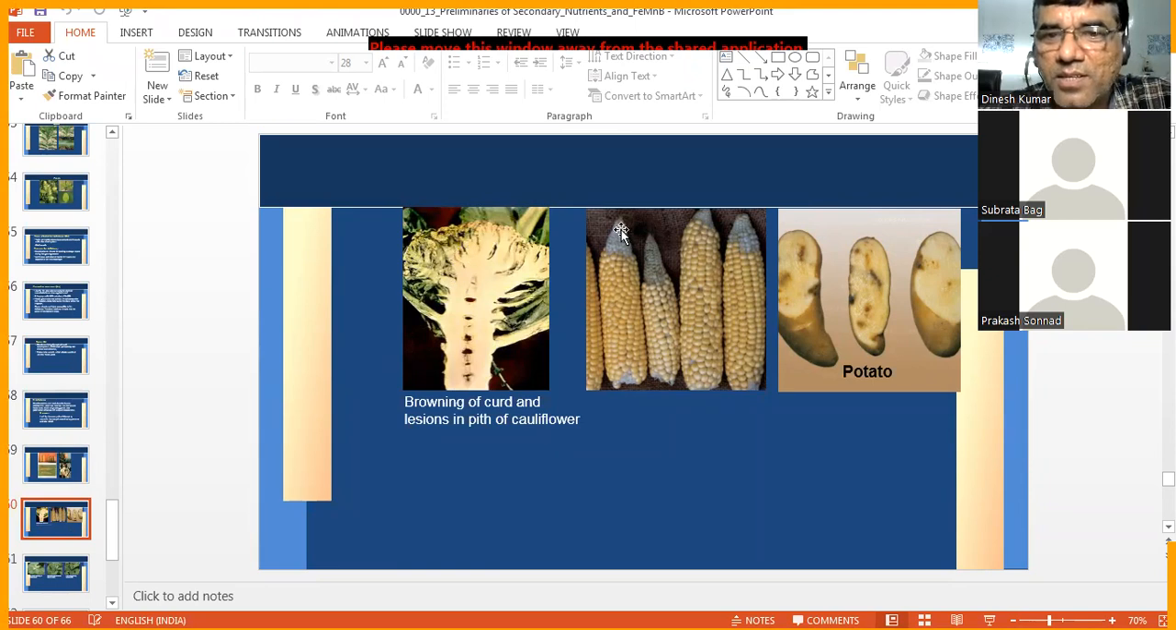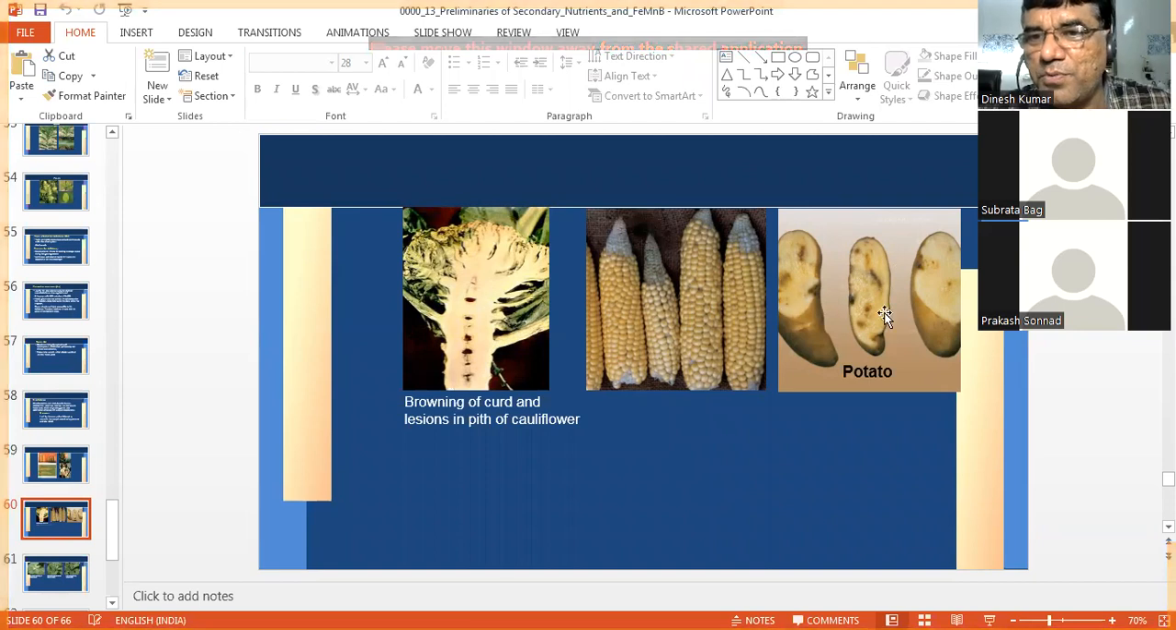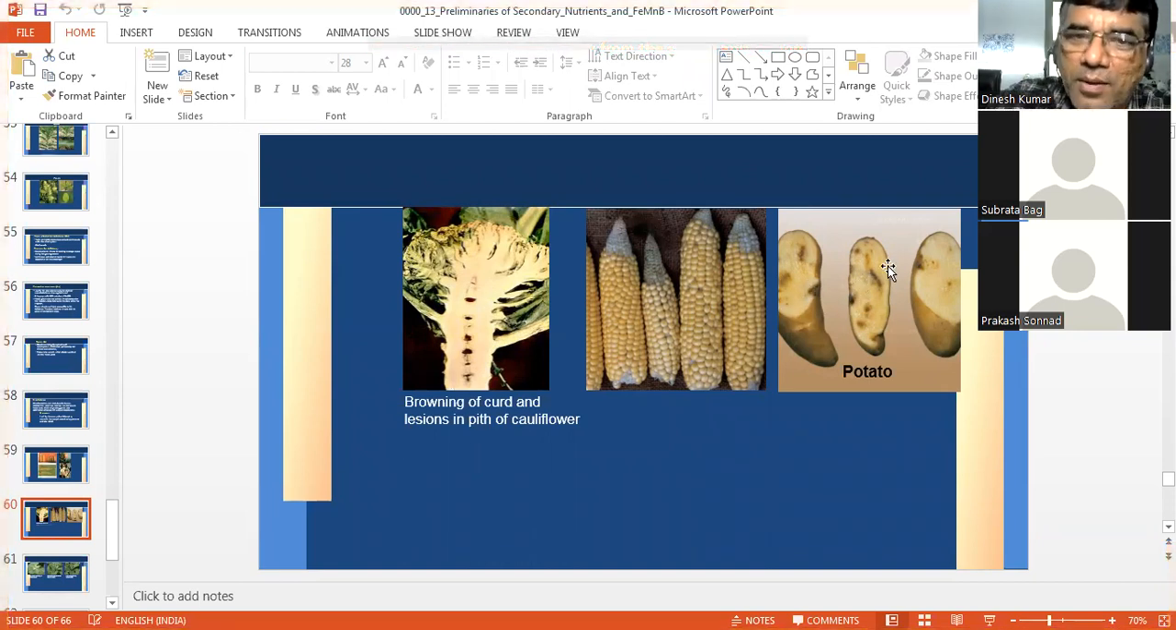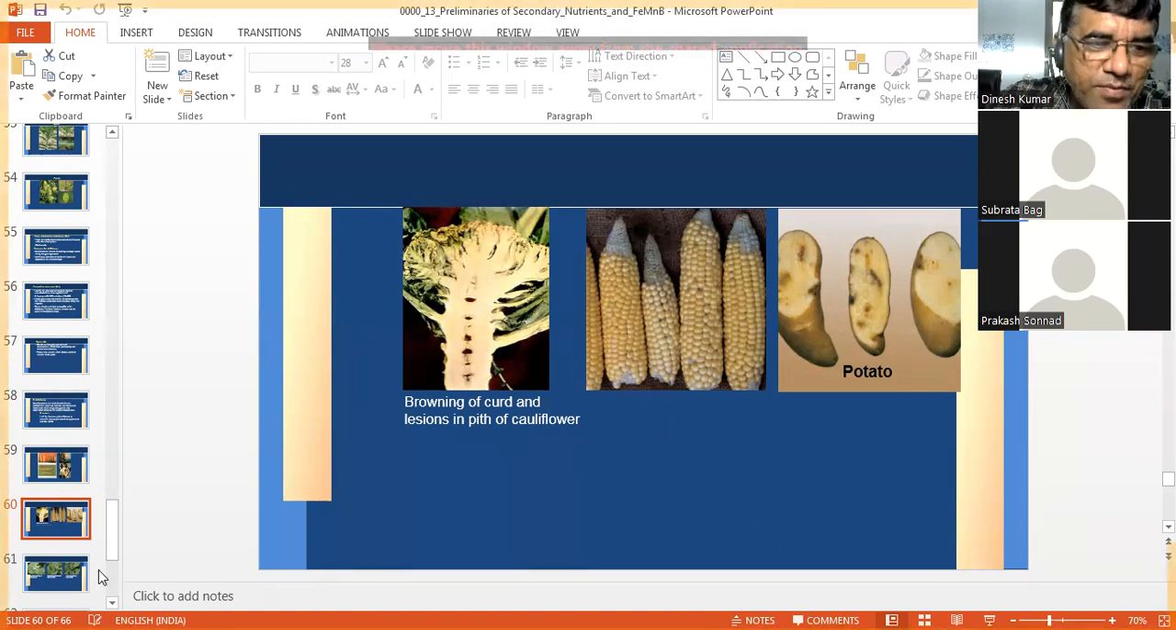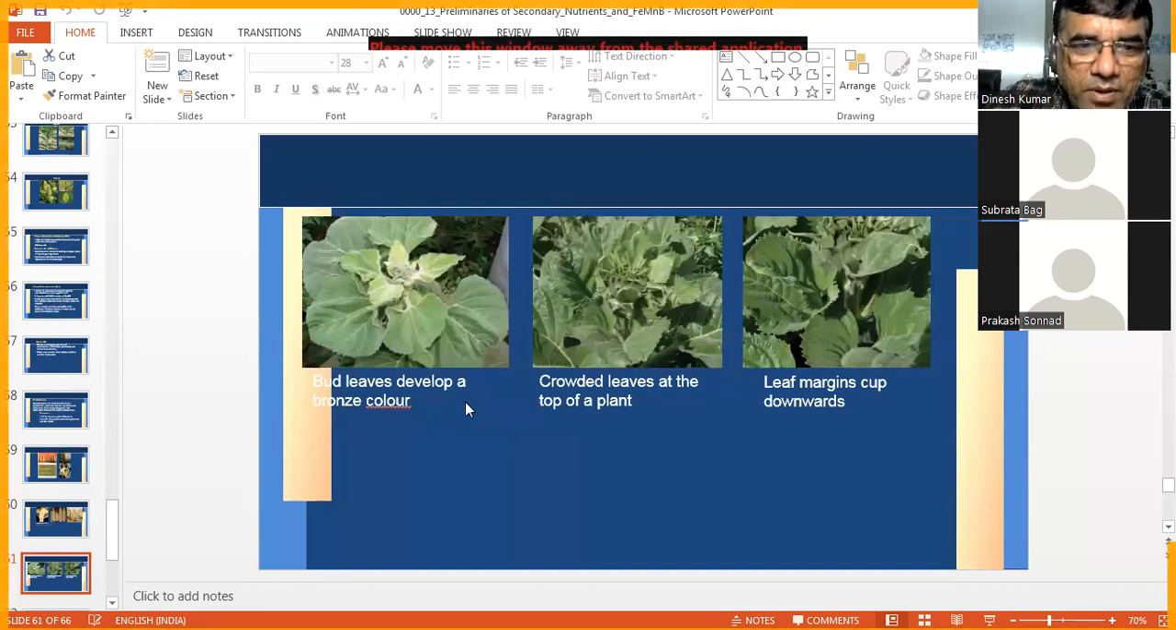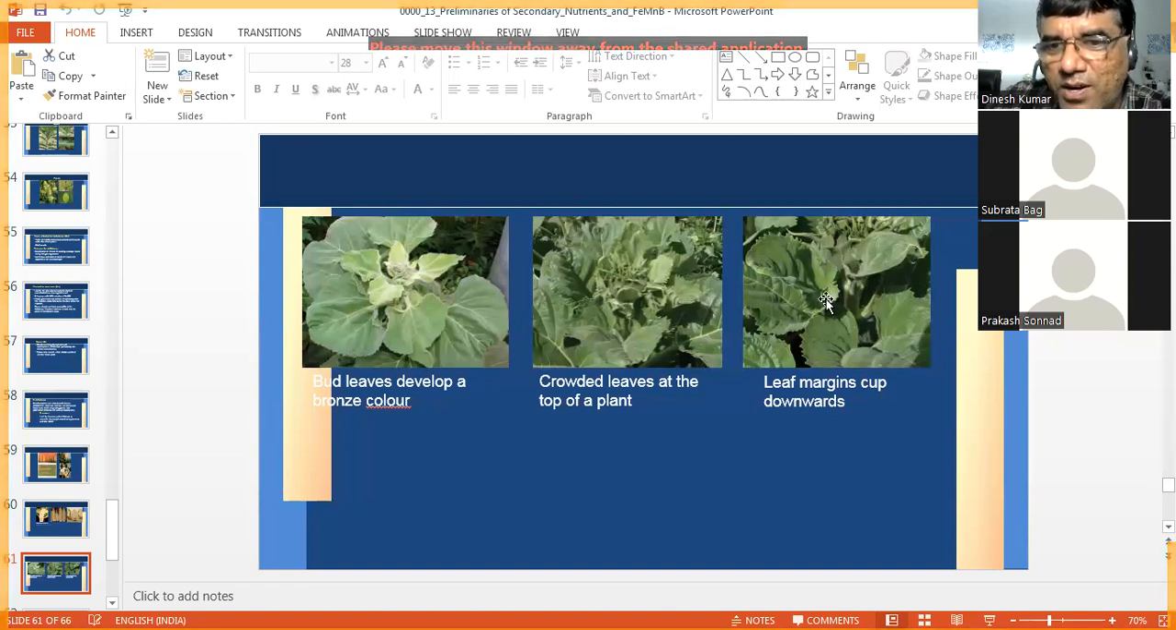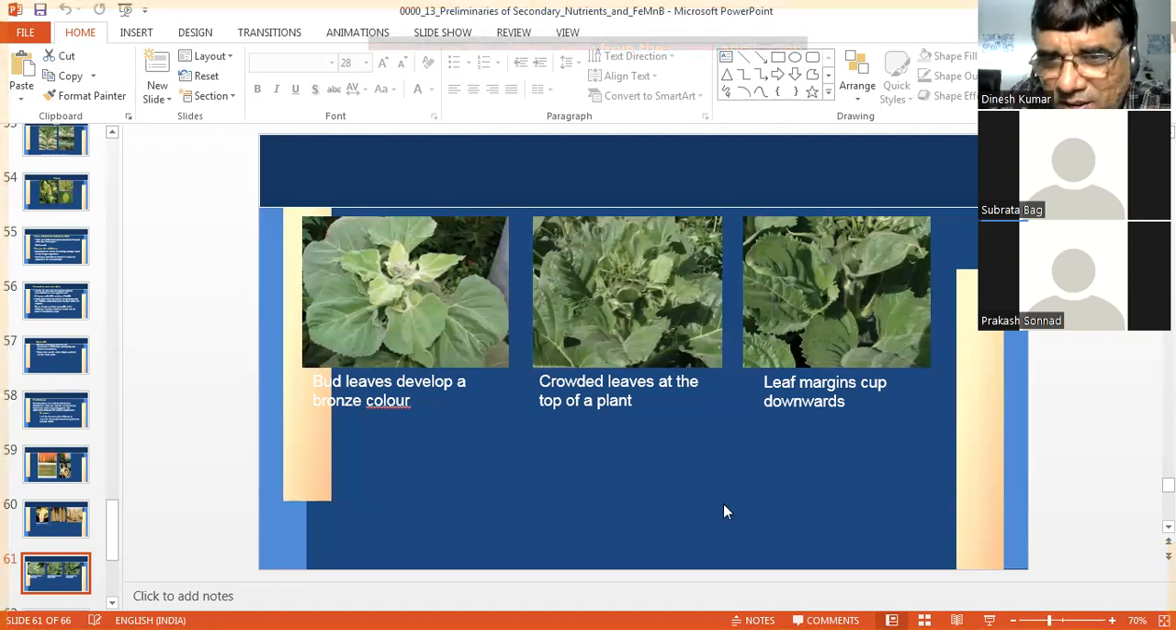Browning of curd and hollowness in the pith of cauliflower is boron deficiency. You see the tip of the cob is not having any grains here, and the blackening of potato tubers. This is also boron deficiency, like the browning of curd in cauliflower. And then you can see the bud leaves develop a bronze color in this case. Crowded leaves at the top of the plant. Here it is a kind of rosetting. Leaf margins cup downwards. These are symptoms in sunflower, I think.